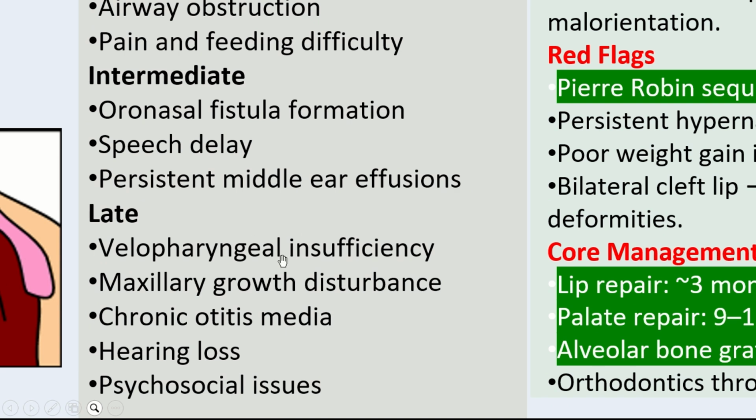Maxillary growth disturbance, where they have a small maxilla, and chronic otitis media will persist even after surgeries. Then hearing loss as well as psychosocial issues.